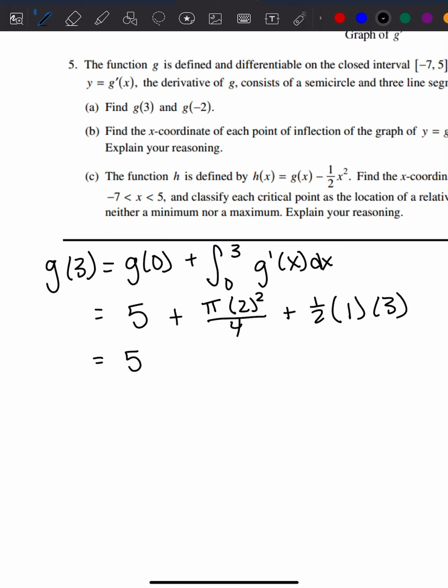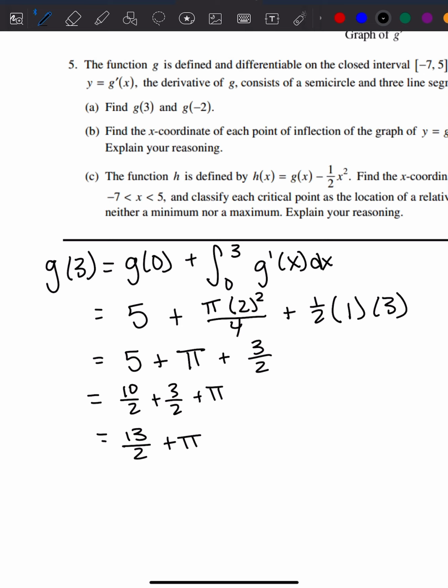So now we're going to simplify what we have here. So we have 5 plus 2 squared is 4. 4 divided by 4 is 1. So we have pi. 1 times 3 is 3, divided by 2 is 3/2. So we have pi plus 3/2 plus 5. We can combine the 5 and 3/2. 5 in halves is 10/2. So we have 13/2 plus pi. So g of 3 is 13/2 plus pi.